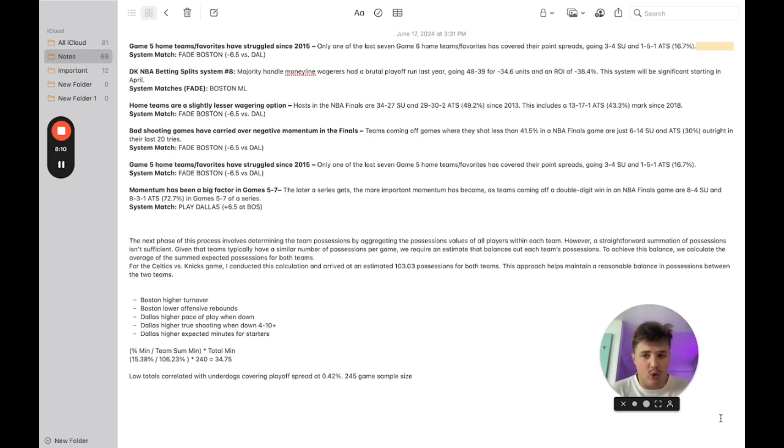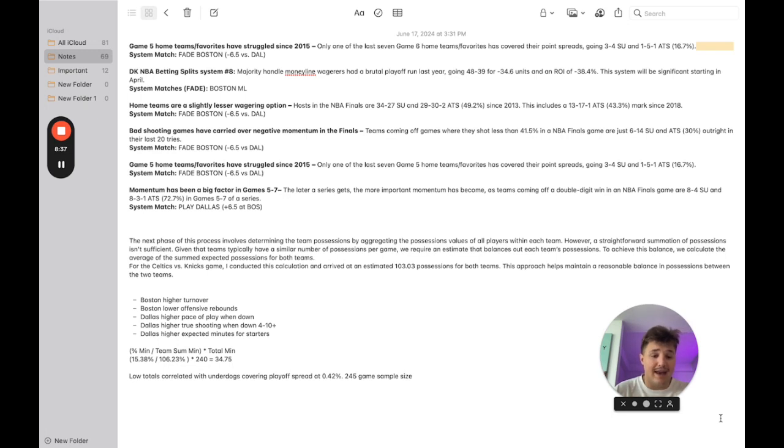And then we talk about correlation. There is actually a correlation in the playoffs. This has a 245 game sample size, but in the playoffs, an underdog spread is correlated with a lower total. So as the total goes down, the more likely an underdog is to cover the game. And that's correlated at 0.42.